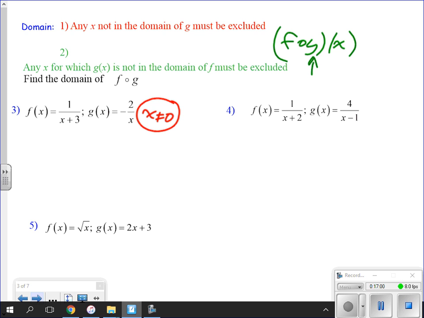Now, because it's f composed of g, I'm actually looking at 1 over g of x plus 3. Because it's a composite function, I'm taking x and replacing it with g of x, which means that g of x plus 3 can't be equal to 0. That's what that means. That's my restriction. Whatever g is, plus 3 can't be 0. So that means negative 2 over x plus 3 can't be 0.